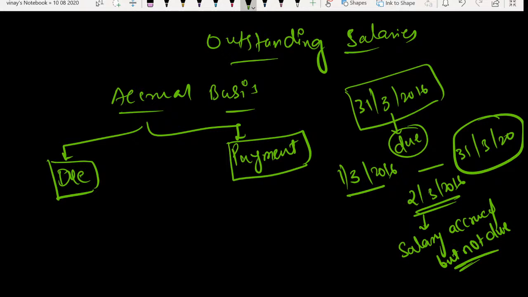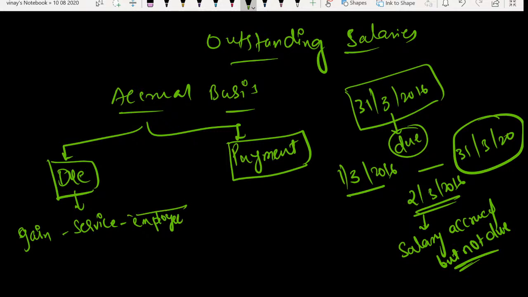So there are two different things: salary accrued but not due, and salary due. People get confused between salary accrued but not due and salary accrued and fallen due. Even though it is accrued but not due, we pass the same entry, but there is a difference between accrued but not due and fallen due. Now, whenever salary falls due, you have received services from the employee.